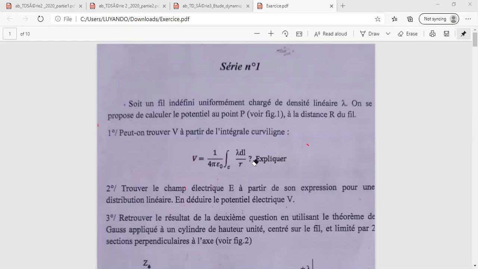And then our second question is, trouver le champ électrique à partir de son expression pour une distribution linéaire et potentiel électrique V. So they're telling us to find the champ électrique from this expression that we have here, which is what we're going to do. So now we're trying to calculate the champ.